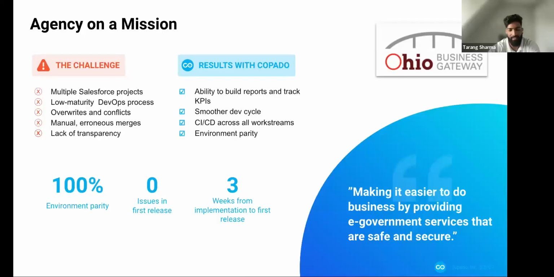Okay, nice. And since I was part of the Copado implementation with you guys, I can attest firsthand to this, that the Ohio Business Gateway team, you guys were pretty ahead in terms of your DevOps maturity, right? Can you talk a little bit about your processes before bringing in a CI/CD tool?